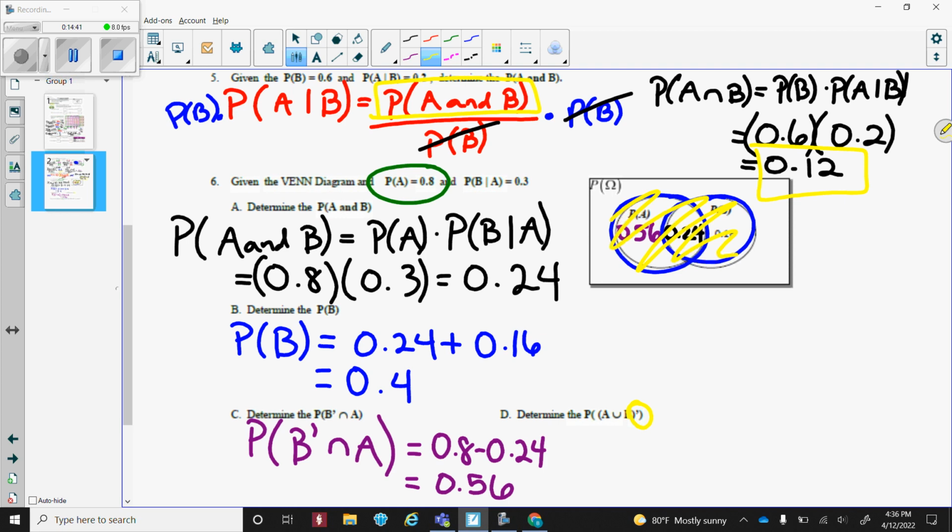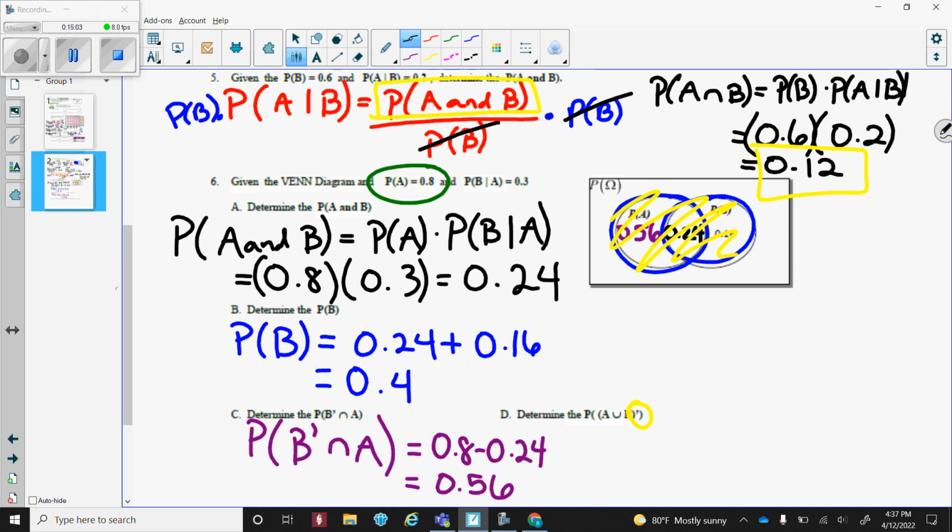So we have to figure out, well, what is our number on the outside? Probabilities will always be equal to 1. And we know most of this Venn diagram. So why don't we add it up and see what we get, and how close it is to 1.